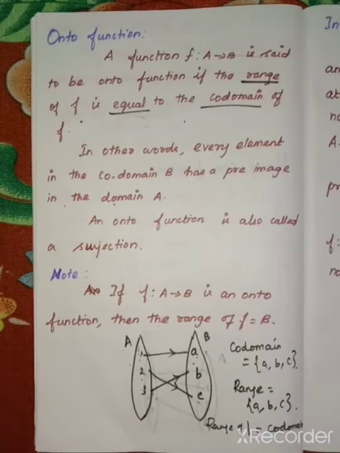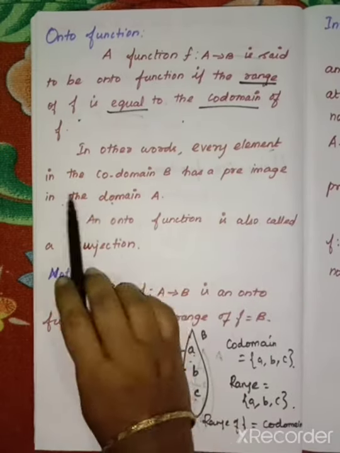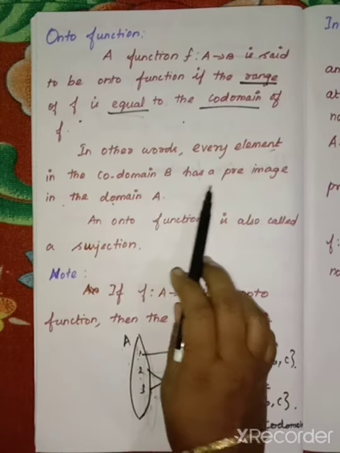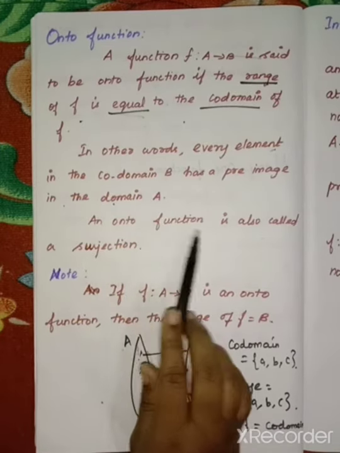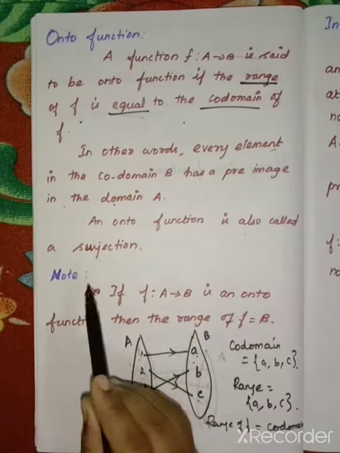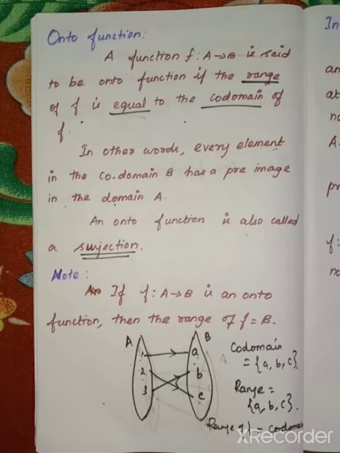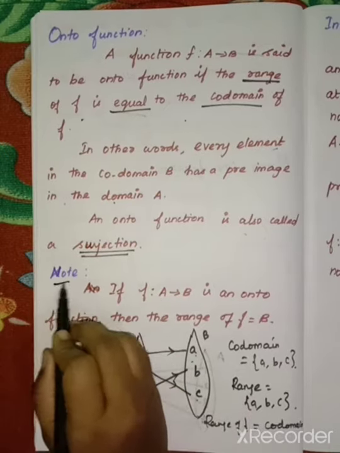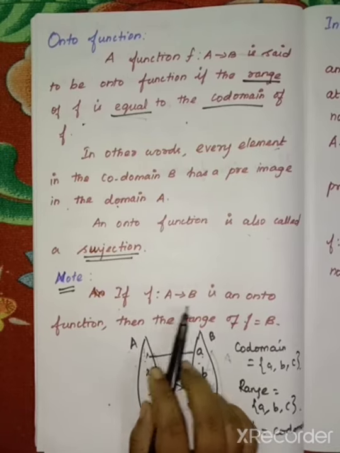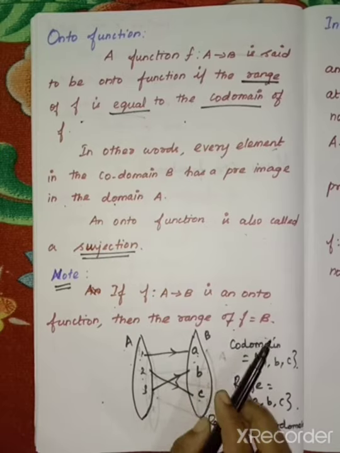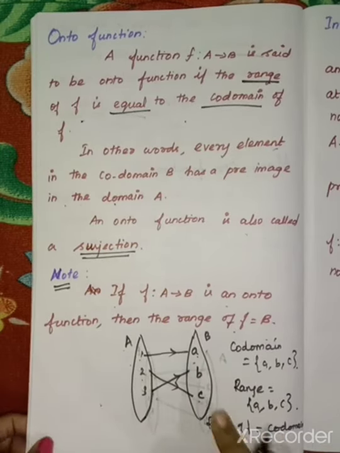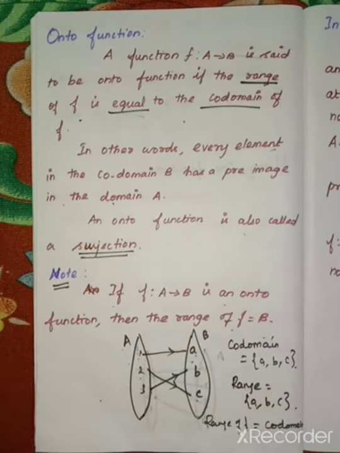So in other words we can say every element in the codomain B has a pre-image in the domain A. So an onto function is also called a surjection. So for a one-to-one function that is injection, for an onto function that is surjection. Here one note is there: if f from A to B is an onto function then the range of f equal to B. So the range of f is equal to the set B.